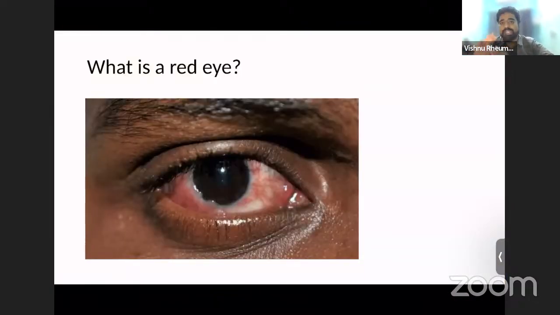We're going to go obviously very superficially. We're not going to get into any sort of detailed ophthalmology. We're going to just see the majority of what a general medicine resident should know. So, what is red eye?